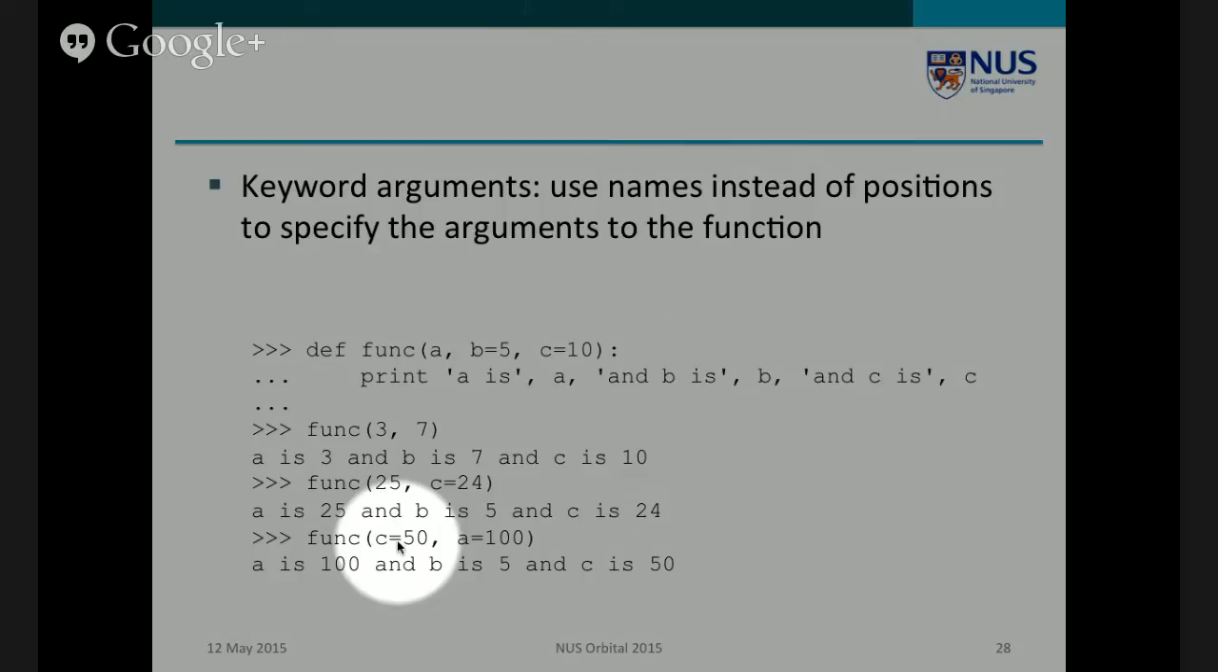So when I call a function, if I know what parameters it takes, I can tell it, oh, I know that you expect a value called C. I'm going to provide it to you first, and I'm going to provide A to you second.